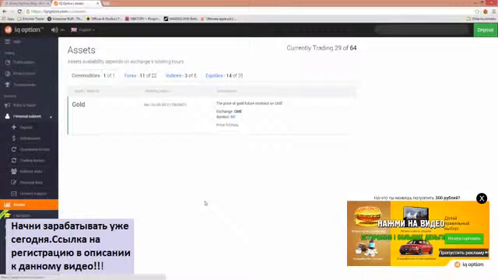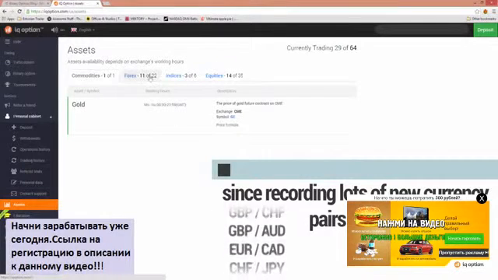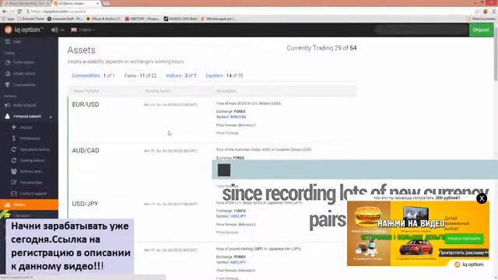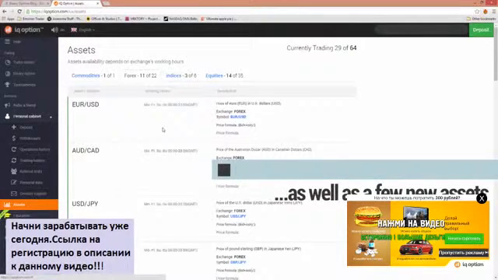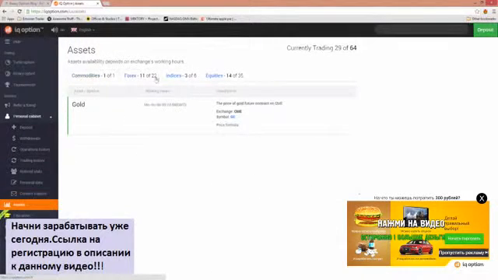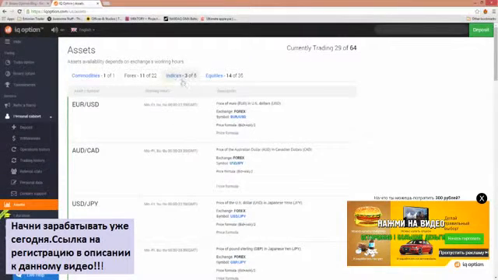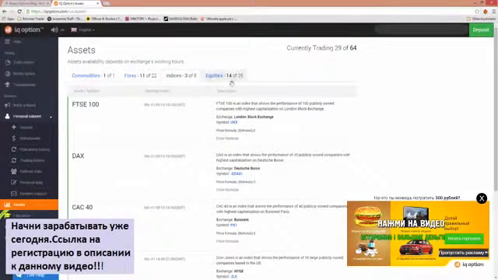Then you have the different assets available here. IQ Option does have fewer assets than some other brokers. However, for me that's not a problem, as I mainly trade Forex and they do have the main bigger currency pairs available at all times. Some assets open later on in the day, so as you see some of them are still closed, and they have some indices and equities available as well.